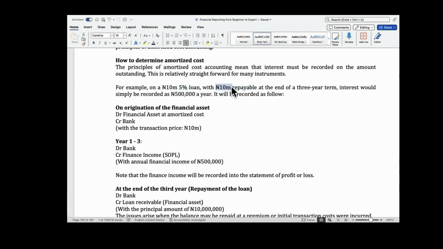So to account for this one, quite straightforward, because as soon as you invest that 10 million, you simply debit financial asset at amortized cost, credit bank, with the transaction price, which is 10 million. Okay, you do that immediately.